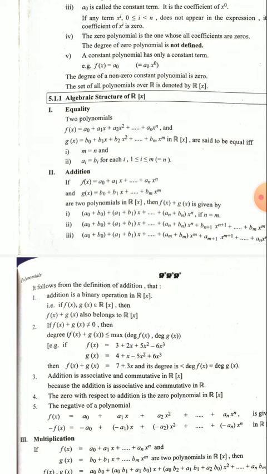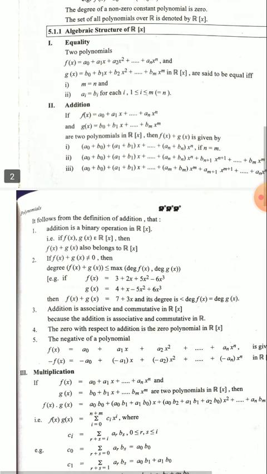Okay, it follows from the definition of addition that, first, addition is a binary operation in R of x. Means if we have two polynomials in R of x, f of x and g of x belong to R of x, then their addition f of x plus g of x also belongs to R of x.